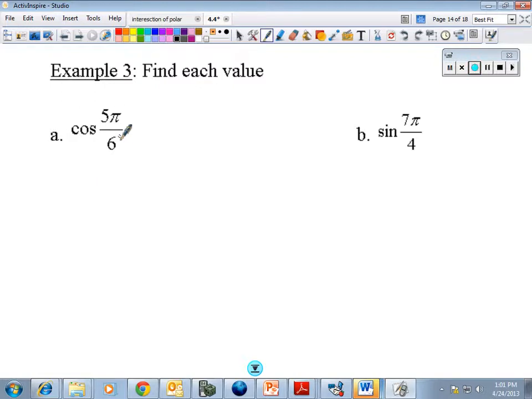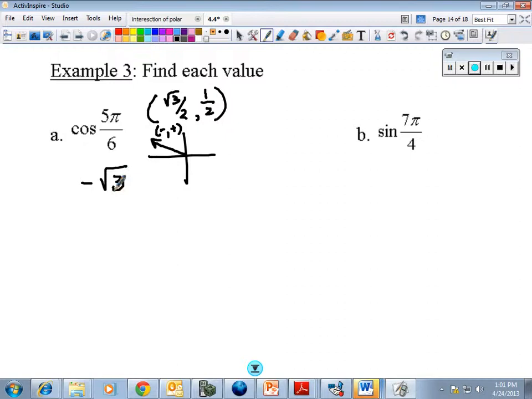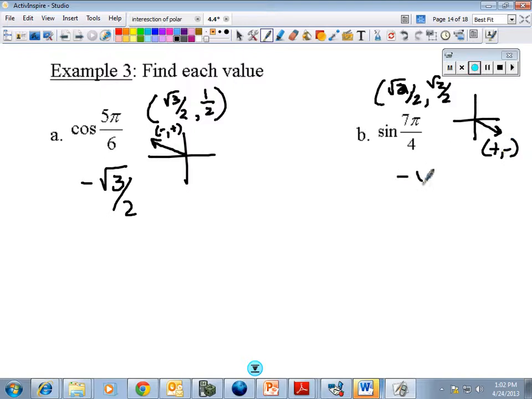Now cosine of 5 pi over 6 is a pi over 6 angle. If you look at your circle, the associated point that goes with pi over 6 is the square root of 3 over 2, 1/2. Now 5 pi over 6 is a little bit less than pi, so it's in this quadrant. Cosine in this quadrant is negative, so it's going to be a negative square root of 3 over 2. 7 pi over 4 is a little bit less than 2 pi. It's in the fourth quadrant. The associated point is the square root of 2 over 2, square root of 2 over 2. You can get that from your hand. And it's positive, negative, so sine is negative here, so it would be a negative square root of 2 over 2.